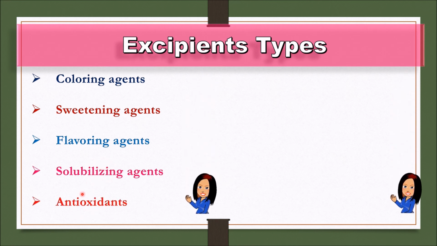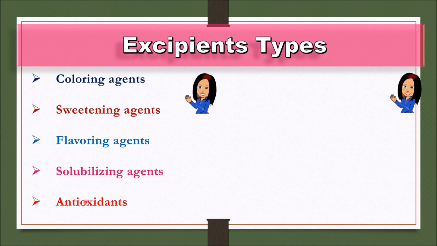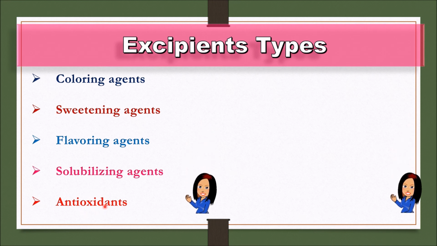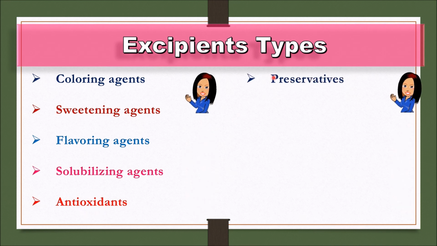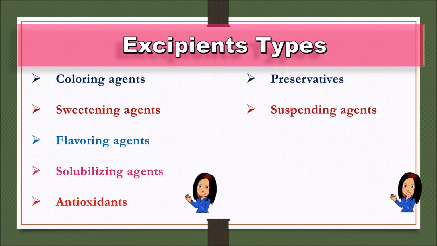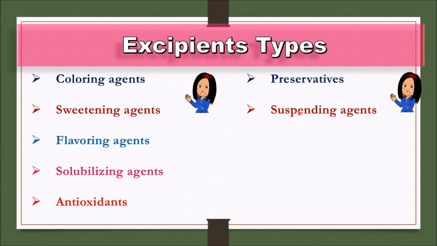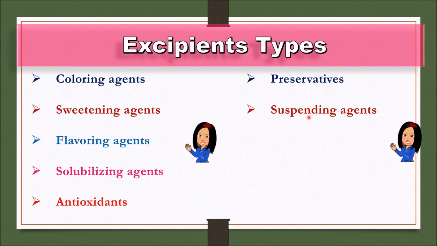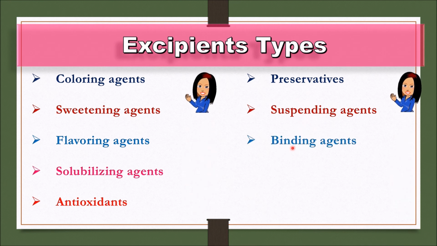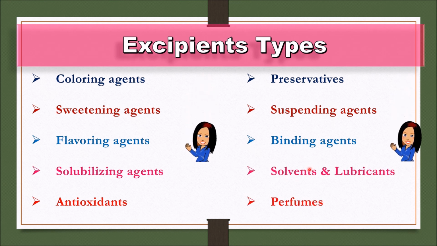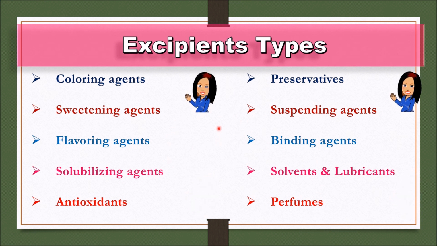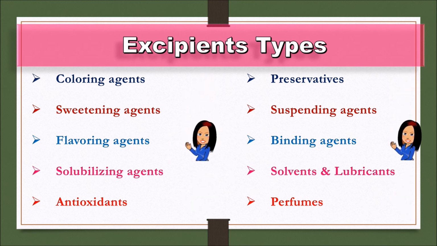Antioxidant, to prevent oxidation of the medication. Sometimes the medication gets oxidized when exposed to the atmosphere, so antioxidants are added to prevent that oxidation. Preservative is added to increase the shelf life of the medication. Suspending agent, to keep the particles suspended in the medium so that they will not get precipitated. Then binding agent, to provide a particular shape to the medication. They also add solvents, lubricants, and perfume to give a particular fragrance to the formulation. So these kinds of excipients are used in pharmaceutical dosage forms.